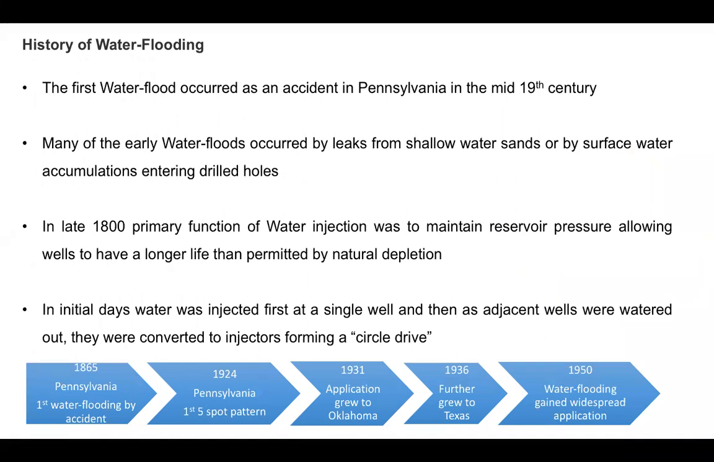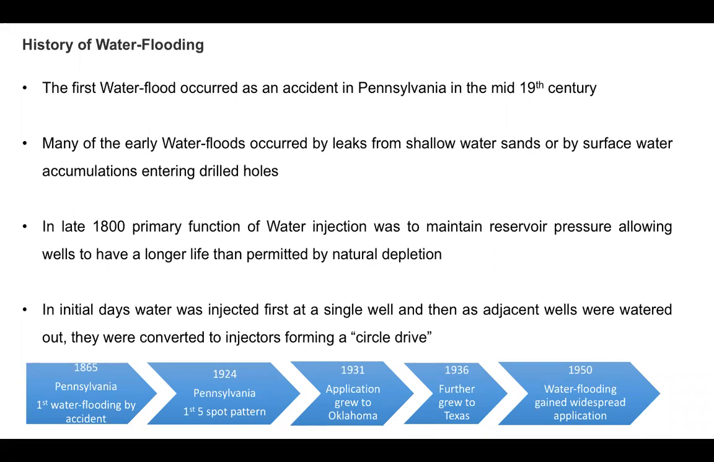So many of the early water floods occurred by leaks from shallow water sands or by surface water accumulations, and they entered the drilled holes. So when they entered the drilled holes, they saw that the wells were having a longer life than permitted by natural depletion. So this way, water flooding gained prominence.